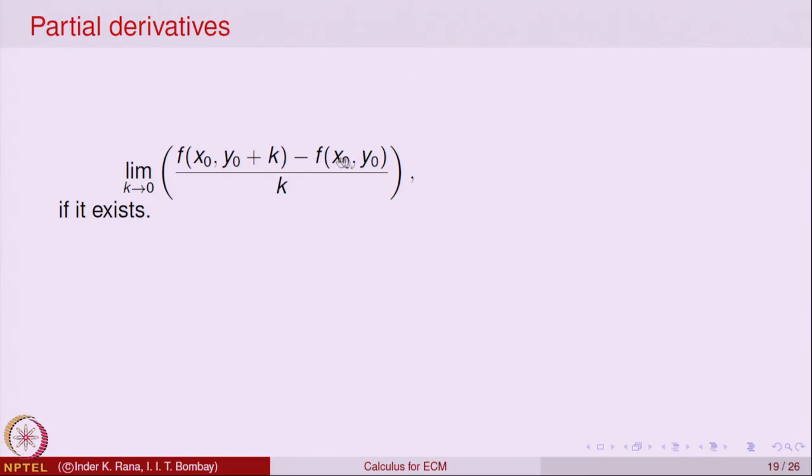That is an increment in the value of the function as you go from x naught y naught to x naught y naught plus k, the increment being k. So, take the ratio and take the limit like in one variable. We are treating this as a function of one variable. If this exists, it is called the partial derivative of f with respect to y at the point x naught y naught, or del f by del y. This is read as del f by del y or just partial of f with respect to y at x naught y naught.